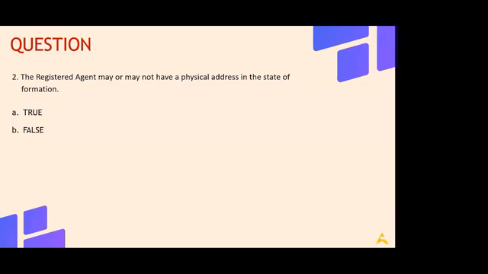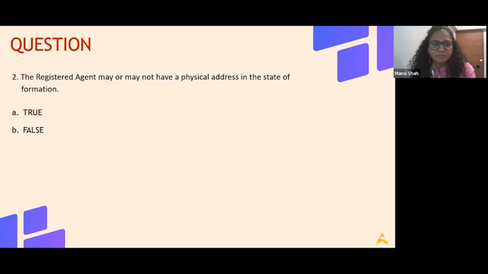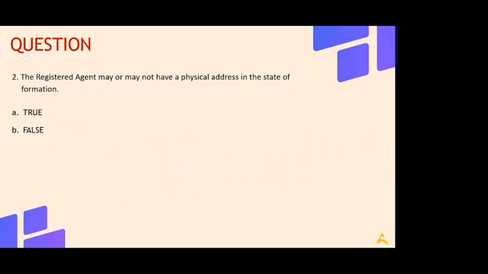So 72% of the attendees think that the statement is false. It's not true. A registered agent must have a physical address in the state. It is not optional. As we discussed, if you do not have an actual physical address, then you have to hire the services of a registered agent, because it is mandatory to have the physical address. So the correct answer is false, because there is a mandatory requirement. Okay, let's move to the next slide.